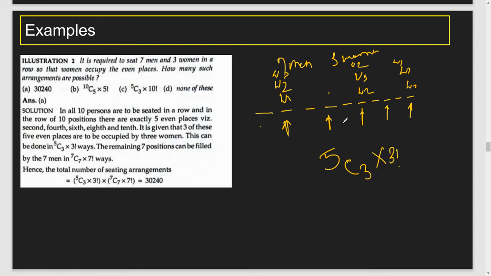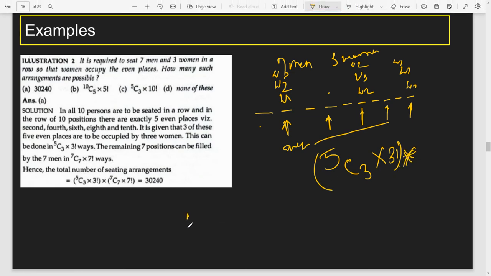Why? Because of the three women, you choose three seats out of the five even seats. So after choosing those three seats, you can arrange each and every woman in three factorial ways. Now, what about the men? Men are also there now. You have to think about them also. So out of 10 places, five had been chosen, means out of five even places three have been chosen by women. Now seven places are left. So just choose seven out of seven, and then multiply by seven factorial.